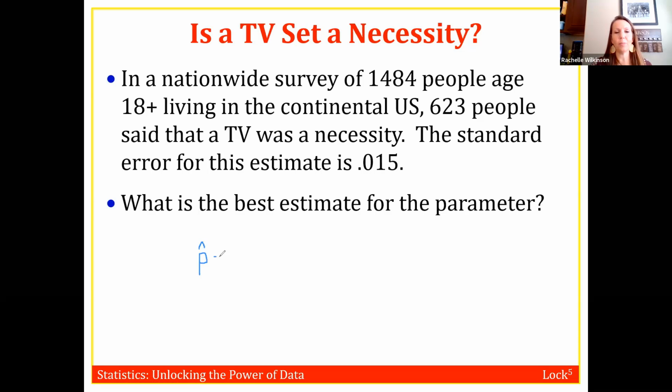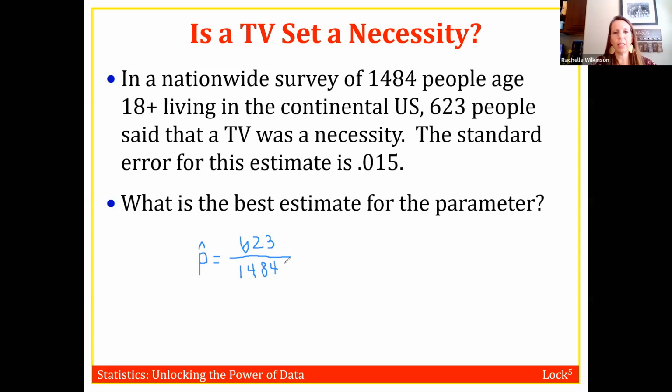I can come up with a value for P hat based on the information they gave me here. They didn't come straight out and tell me the value of P hat, so I'm going to have to do a little bit of calculation. Remember that a proportion is just a fraction that's been turned into a decimal. So what are my numerator and denominator to figure out what P hat is? Good, I'm going to have 623 over 1484.